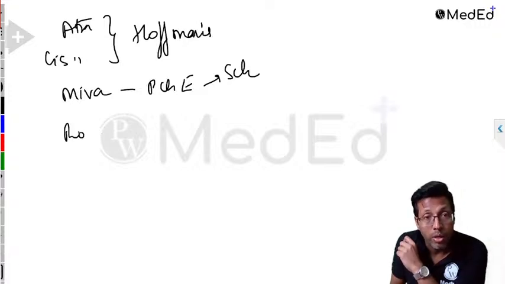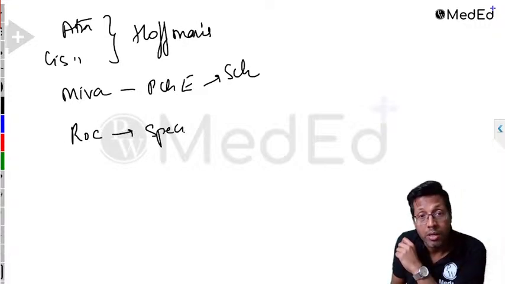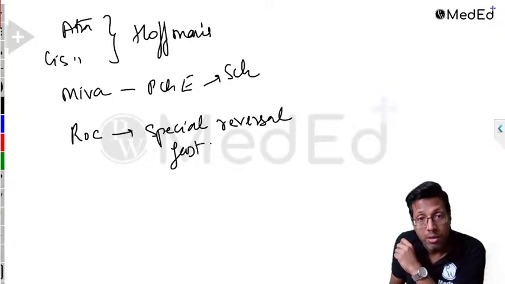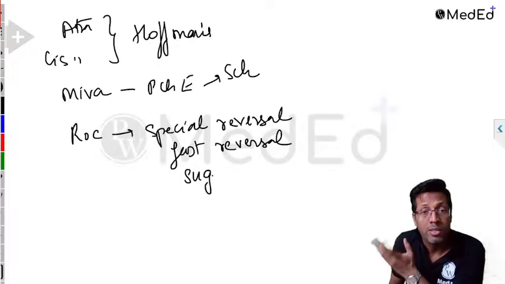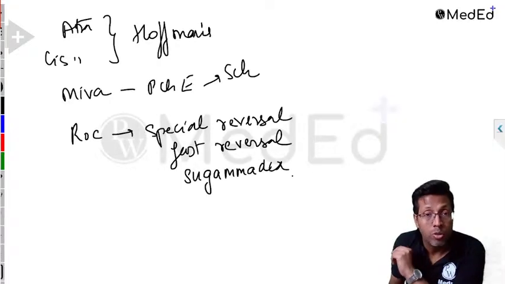Then you get rocuronium. It has a special reversal agent, which is a cyclodextrin. Special reversal agent which causes fast reversal, right? And that is sugammadex. For that, you don't need to give neostigmine. It's like a chelating agent. Chelating agent means what? It's a binding agent. It will come, bind, and take it away. So it needs no neostigmine.